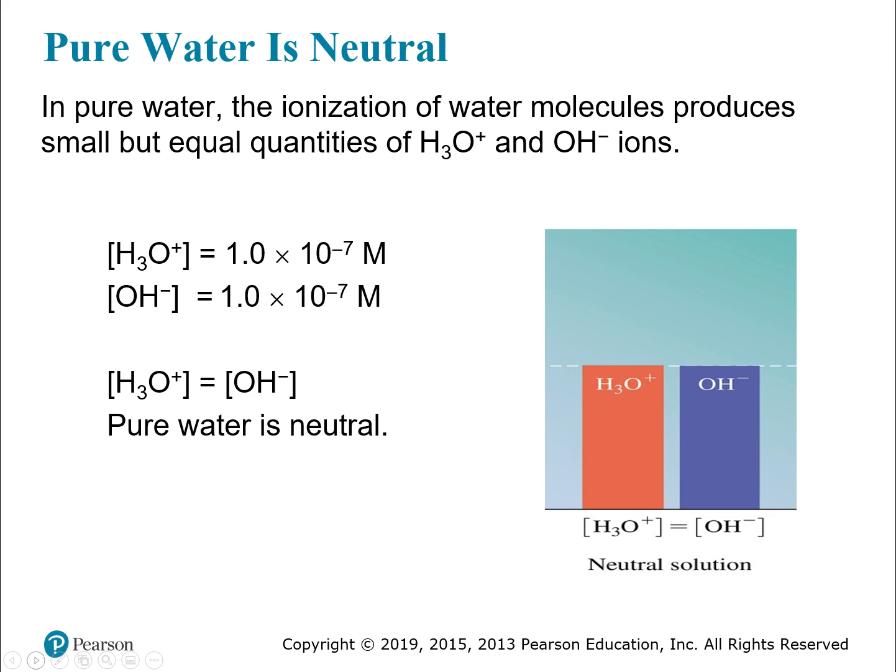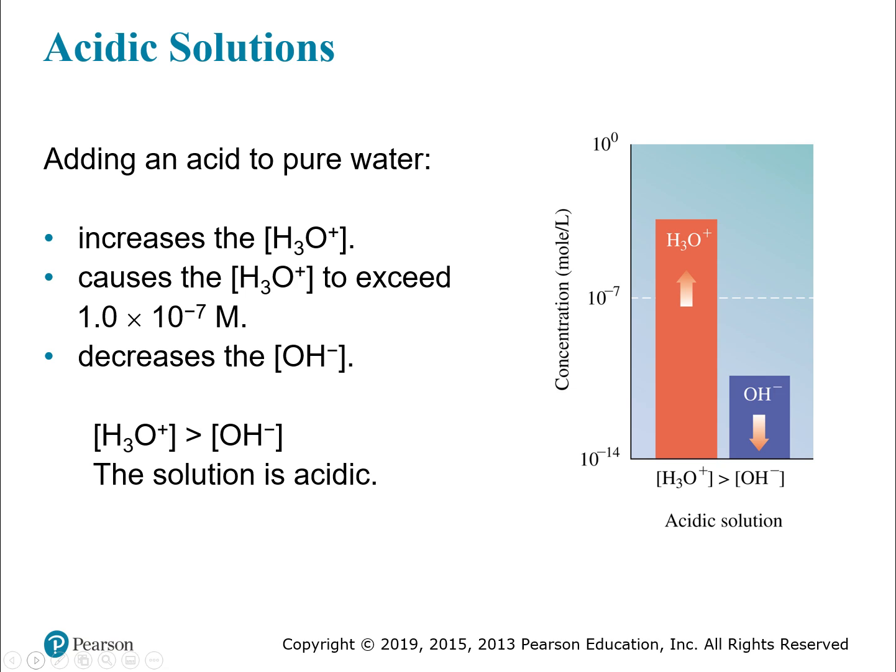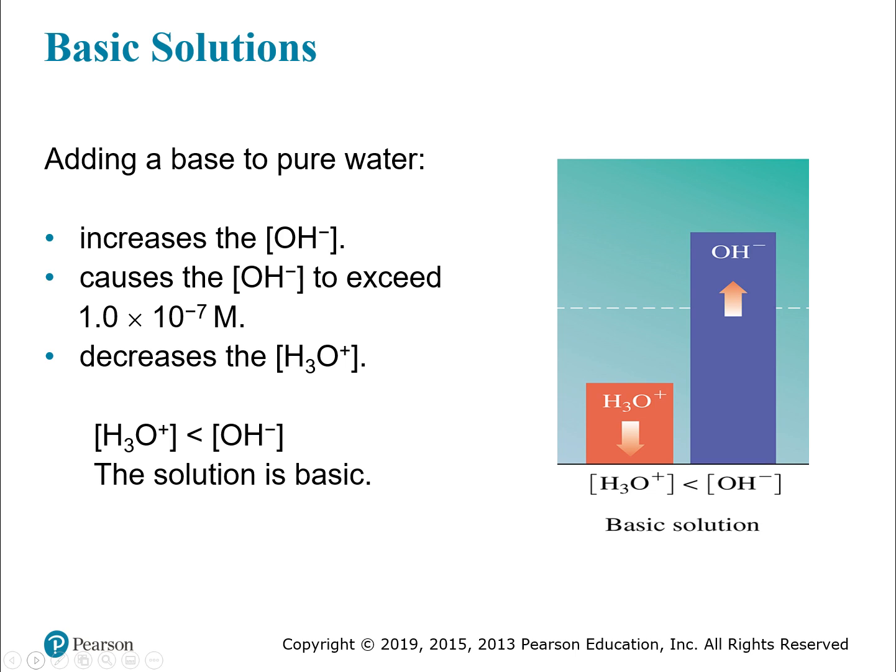So again, pure water is neutral. Any neutral solution, you're going to have equal levels of hydronium and hydroxide. In an acidic solution, you've got an increase in the hydronium. So see how the red bar, that's the hydronium, that's now higher than 10 to the minus 7. With a basic solution, it's the opposite. You increase the hydroxide, so it will exceed that 1 times 10 to the minus 7 molar, and the hydronium will drop down. That's a basic solution.